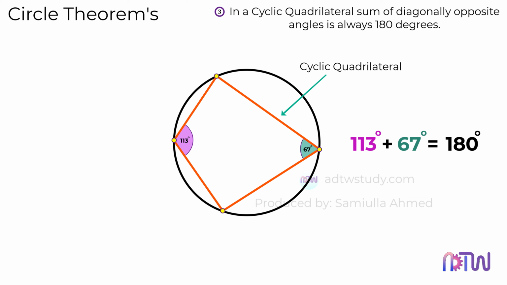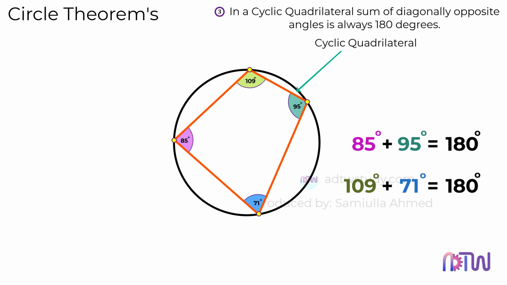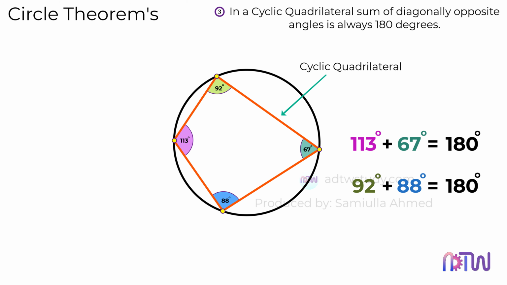Similarly, if we consider the other pair of opposite angles, their sum will also be 180 degrees. This statement holds true regardless of the shape of the quadrilateral, as long as it is a cyclic quadrilateral. The key condition is that all the corner points must lie on the circumference of the circle.